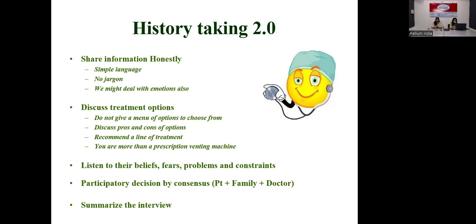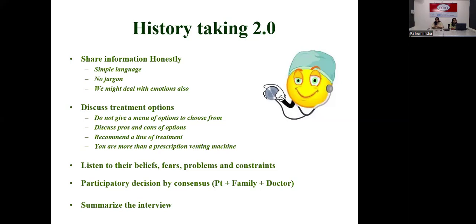Recommend a line of treatment. You are more than a prescription vending machine. You are not just a person who sits there prescribing medicines and leaving it at that. You are saying why you are prescribing this medicine, why it is important, and how it is going to help in his or her condition. And if this is not an option, what other options are there? So we are completely discussing the treatment plan. It's not just prescribing something and leaving it there.